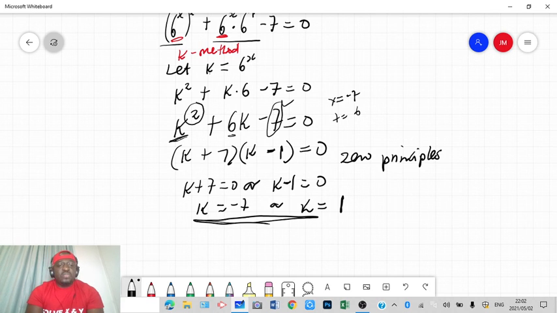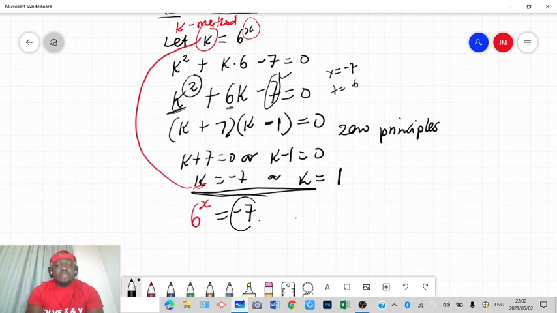Remember, you decided from the onset that you are representing 6 to the power of x with a k. So where we see k, we can bring in 6 to the power of x and solve for x. So here I'll represent k with 6 to the power x, which will be equal to negative 7. But with this negative sign, there will be no solution on this one. Then check this part.